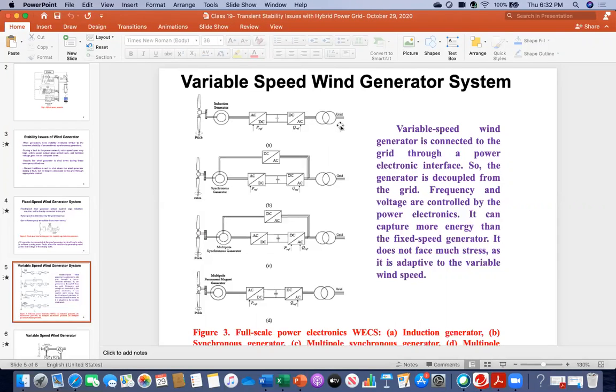That is the concept. So you see, I have written here briefly that the variable speed wind generator is connected to the grid through a power electronic interface. So the generator is decoupled from the grid. This is the wind generator, and it is decoupled from the grid. Here is one type of frequency, but here is a different frequency. In that sense, it is called decoupled from the grid. The frequency and voltage are controlled by the power electronics. And it can capture more energy than the fixed speed generator, and it does not face much stress as it is adaptive to the variable wind speed.